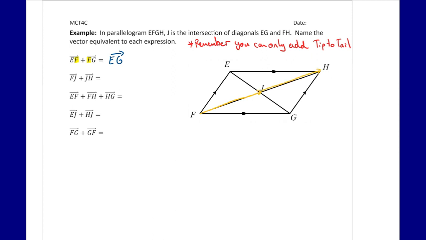What would be the resultant there? This one might be a little bit different because, how do I represent this? But again, you go from the start to the end. This would just be the same thing as saying FG. Right, start to the end. Or sorry, not FG, sorry. FH.